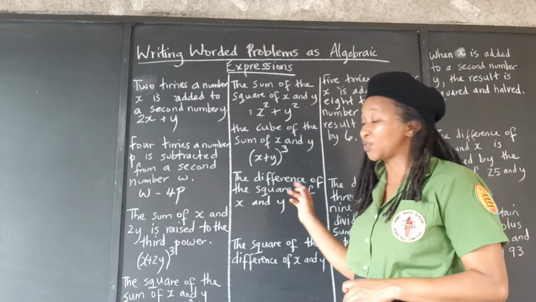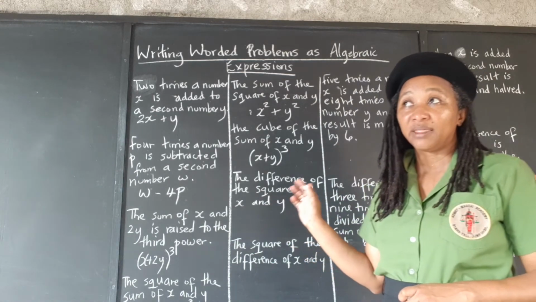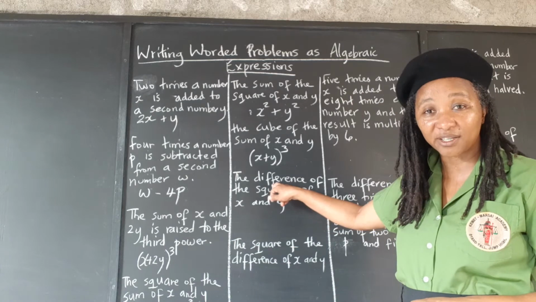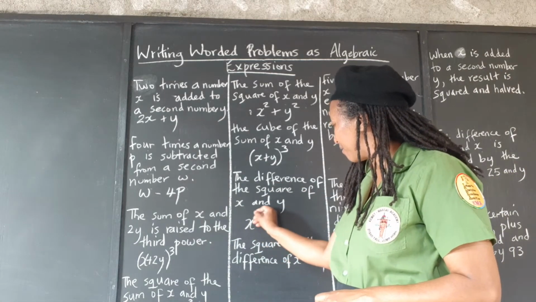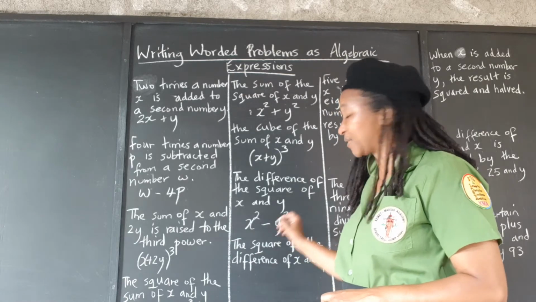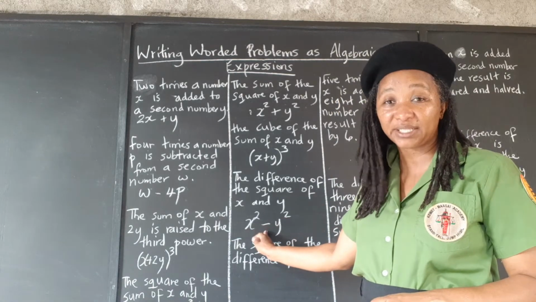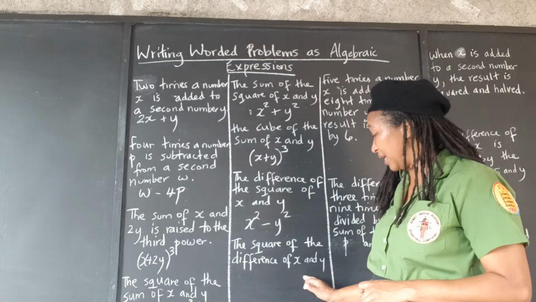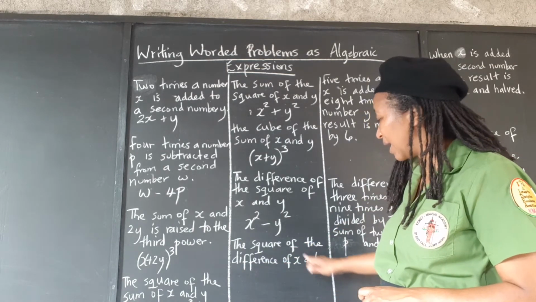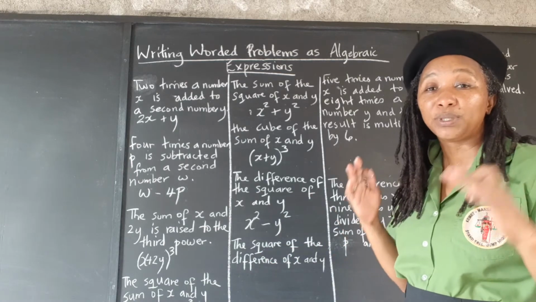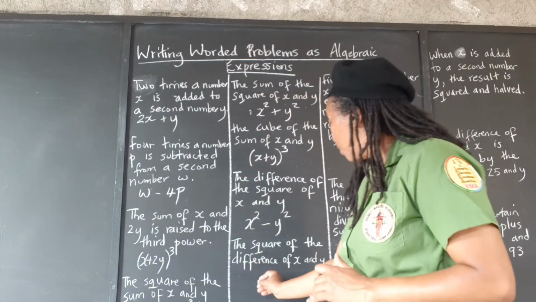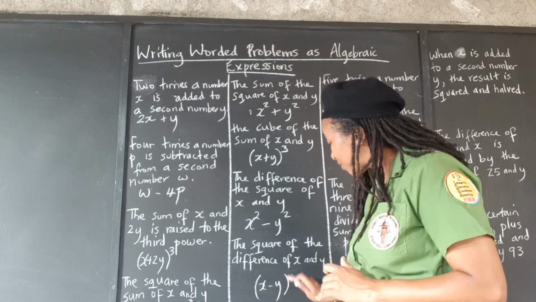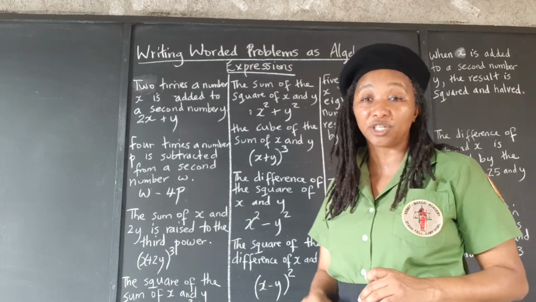The difference of the square of x and y. That means we're to find the square first and then find the difference of those squares. So that's x squared minus y squared. This is the difference of the squares. The square of the difference of x and y. Now we must find the difference of x and y and then square that. So we need to put a bracket to show that we're going to be finding the difference between x and y, and then when we work that out, we are going to square the results.